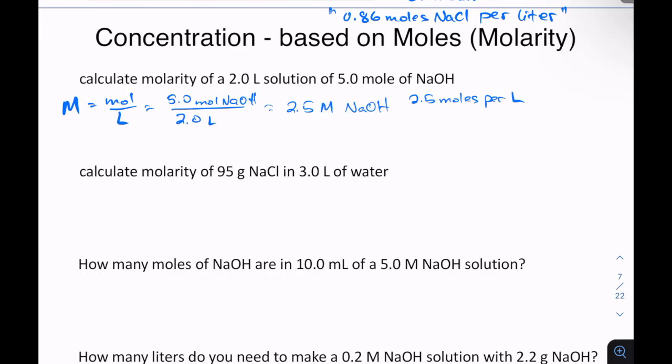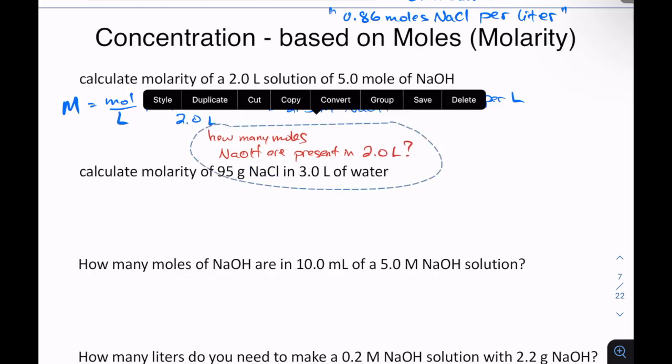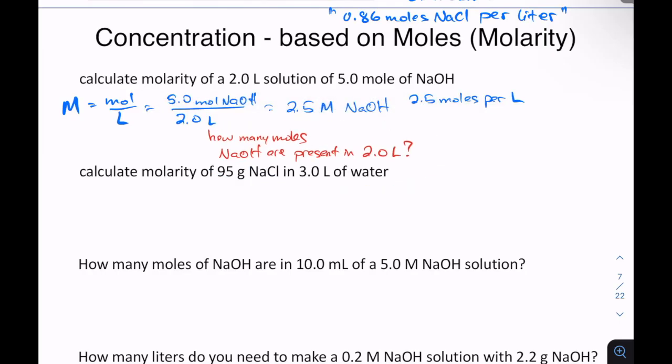That means we can take any amount of that and figure out how many moles there are present in any given amount. So for example, here, this one I'll challenge you for. How many moles of sodium hydroxide are present in 2 liters? It's not a trick question. You already have the answer right here in front of you, right? That's the question step. I should specify 2 liters of a 2.5 molar solution.